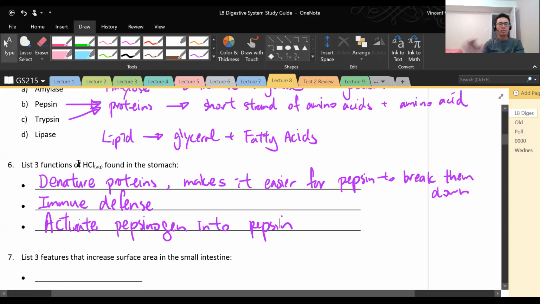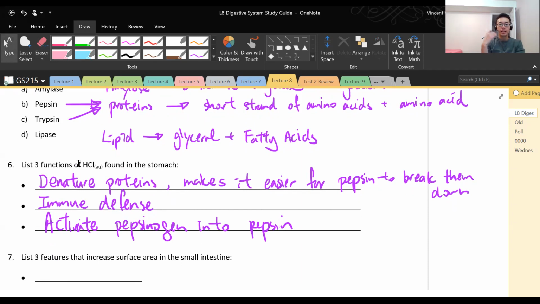So the pH of HCl is about like 1.5 in the stomach, quite strong. And of course, the stomach is not bothered by it because it is protected by the mucus layer secreted by the mucus cells, right?